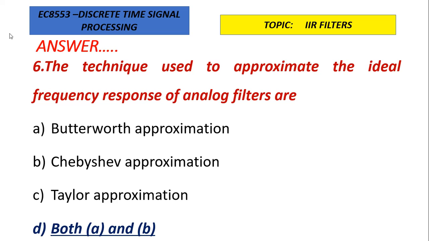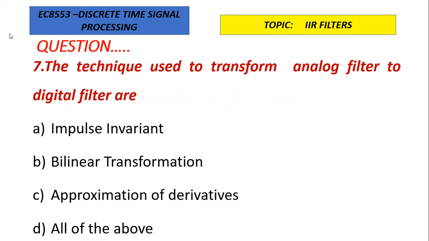So, to approximate the ideal frequency response of analog filters. Next, the technique used to transform analog filter to digital filter: impulse invariant, bilinear transformation, approximation of derivatives, or all of the above. So which technique is used to transform analog filter to digital filter? The answer for this is all of the above.